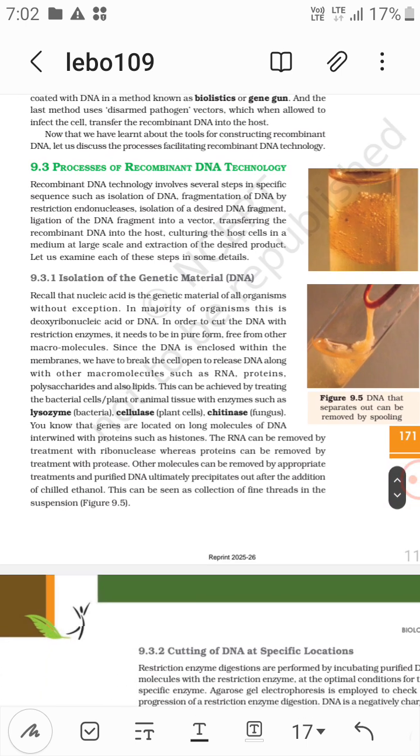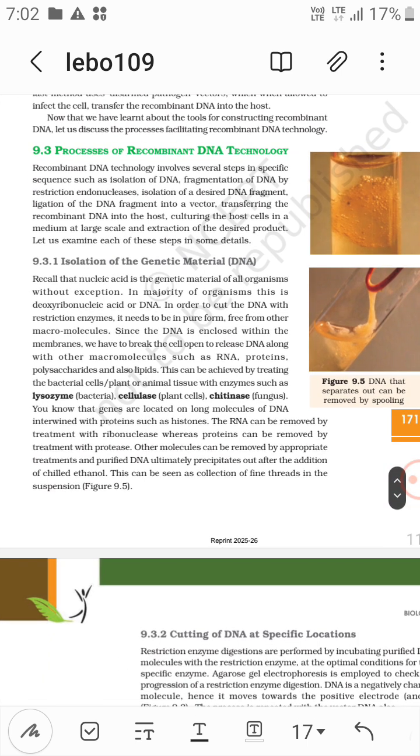So isolation of the genetic material, DNA, along with other macromolecules such as RNA, proteins, polysaccharides and also lipids. This can be achieved by treating the bacterial cells, plant or animal tissue with enzymes such as lysozyme in bacteria to break the wall, cellulase in plant cells, and chitinase in fungus, that is chitin.